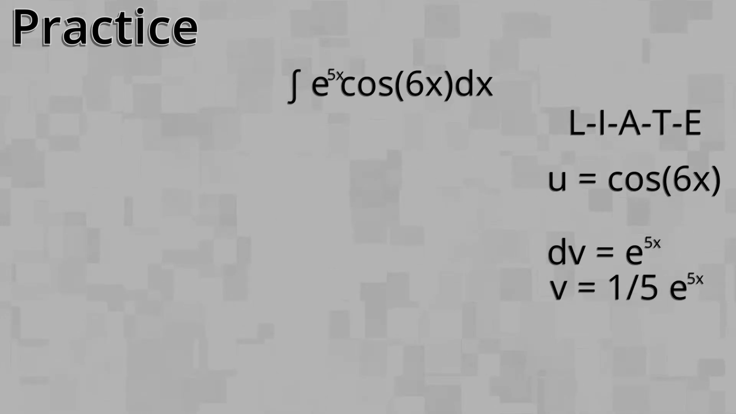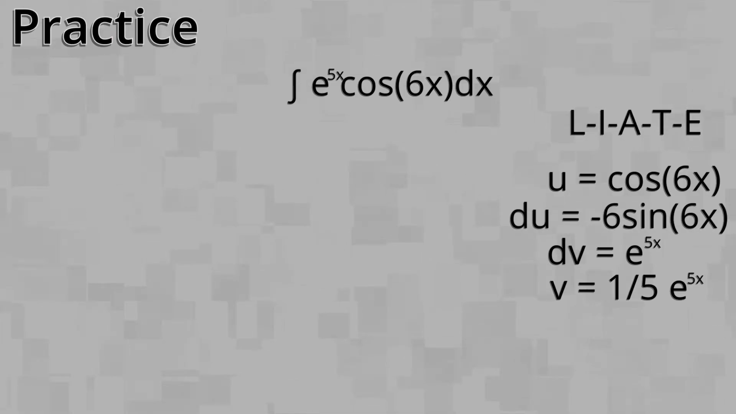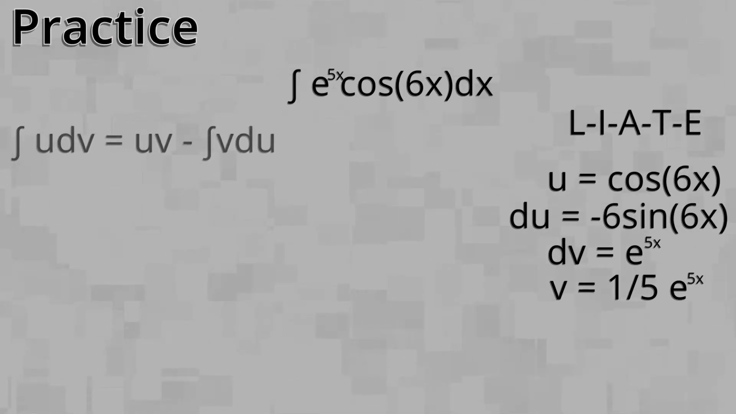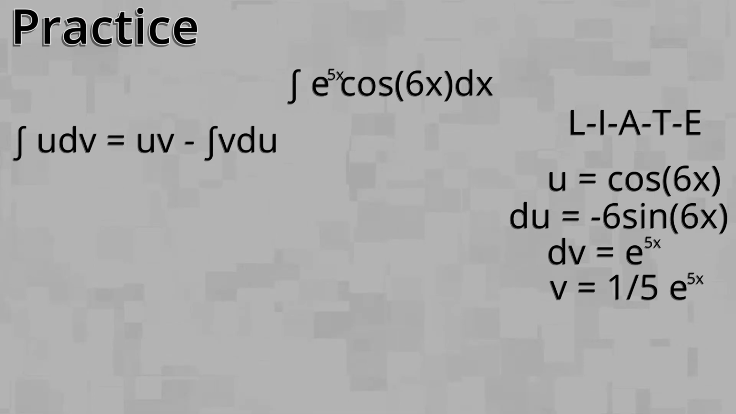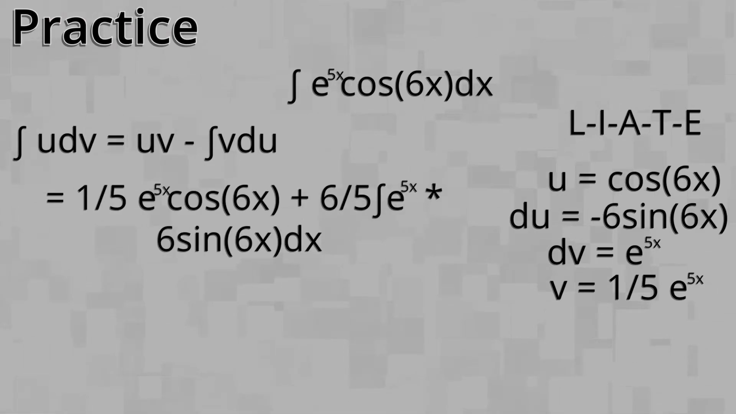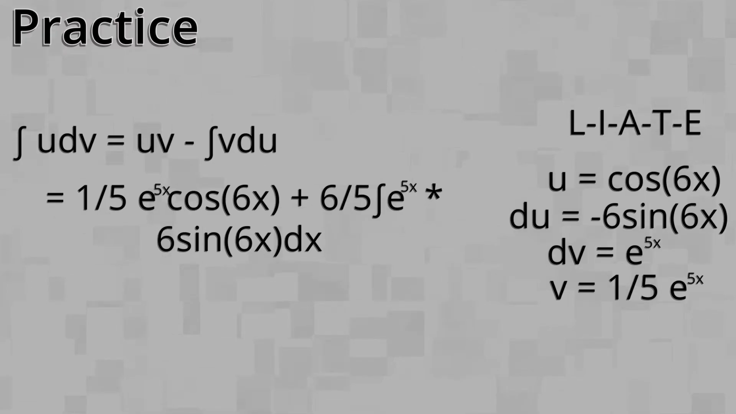Like before, let's start by applying LIAT. Since cos 6x is a trig function and e to the x is exponential, we'll use cos 6x for u and e to the x for dv. We need to integrate dv to find v, which is 1/5 e to the 5x. Then we can find the derivative of u, which is negative 6 sine 6x. Next, we apply the integral of u dv equals uv minus the integral of v du to get 1/5 e to the 5x cos 6x plus 6/5 times the integral of e to the 5x sine 6x dx.